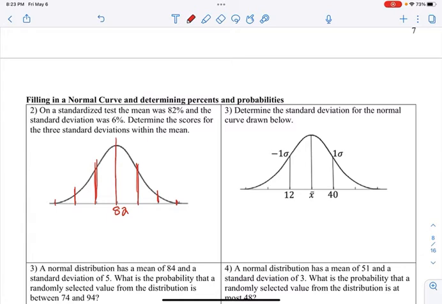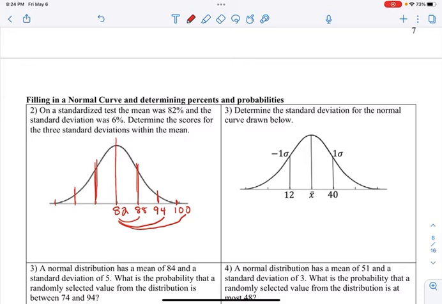So all I'm going to do is take the 82 and add 6. That's 88. That's 1 standard deviation. Add 6 again. That's 94. That's 2 standard deviations. And then I'm going to add 6 again. So that's 100. All right, so this was 1 standard deviation. This was 2 standard deviations. This was 3 standard deviations.